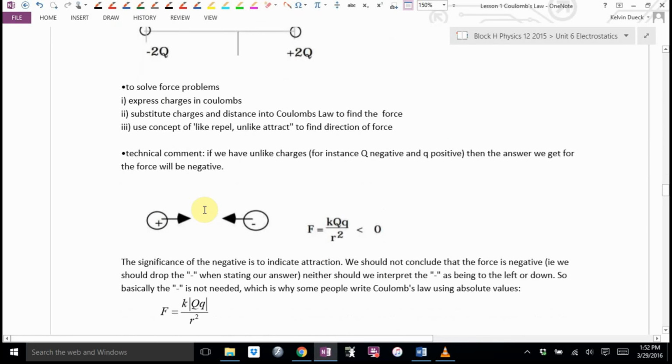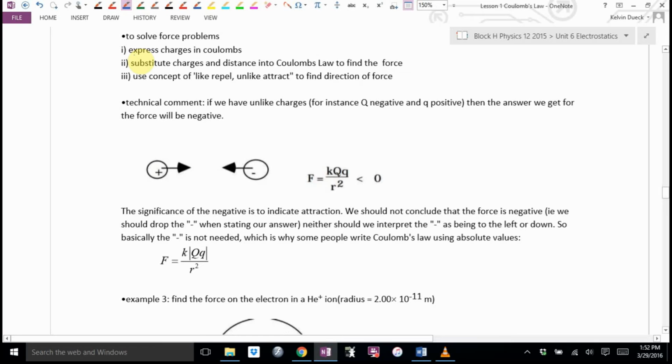So to solve force problems, we're going to express the charge in coulombs, if they didn't already, use Coulomb's law, and then to get the direction, we'll use like charges repel, unlike charges attract. Technical comment here, Alex. If we have unlike charges, one positive, one negative, and I put a positive number and a negative number in there, what's a positive times a negative? I don't want a negative answer. And so we're not going to put the signs in here. We're going to decide the direction by using like, unlike.